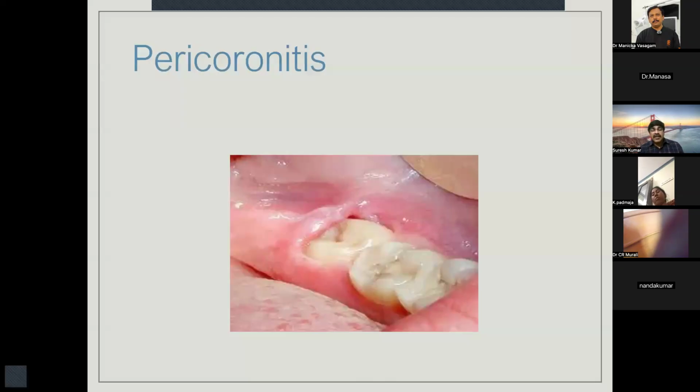The doctor prescribed me medicines. I took it for 3 to 5 days. It became better. Now after 2 months, it has recurred once again. So pericoronitis persisting or recurring is an indication for impacted third molar removal.